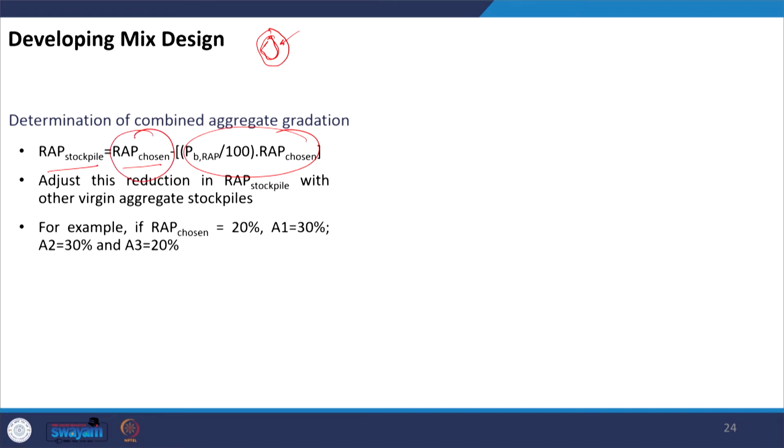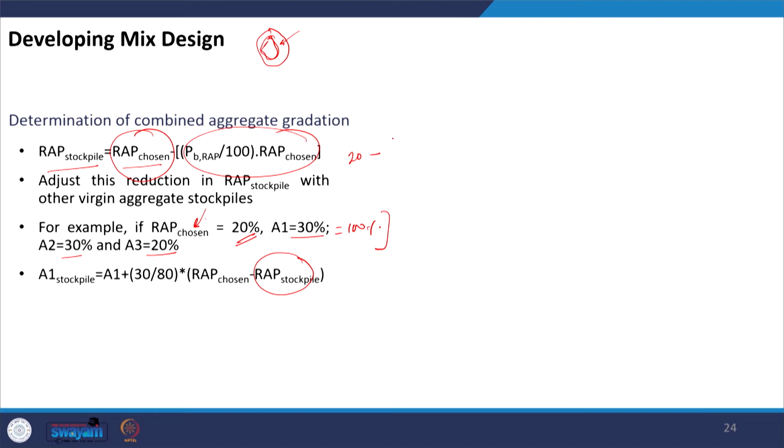Now, this can be understood with an example. Let us say that the chosen wrap is 20% and the other stockpiles are taken as 30%, 30% and 20%. So, the summation is 100%. But this cannot be the exact stockpile, because wrap chosen is not wrap stockpile. So, we will determine first that what is the wrap stockpile here. So, wrap stockpile is wrap chosen minus (percentage of bitumen in wrap divided by 100) into wrap chosen, which is 20%. Okay.